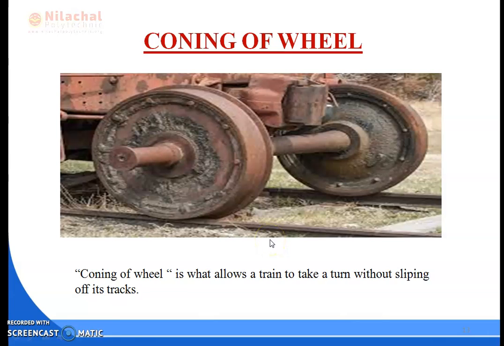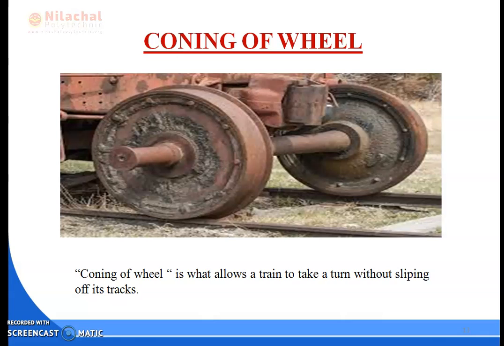Coning of the wheel is mainly done to maintain the vehicle in a central position with respect to the track. Basically, we provide coning of the wheel to keep the wheel in the center position of the rail, by which the train will move safely.